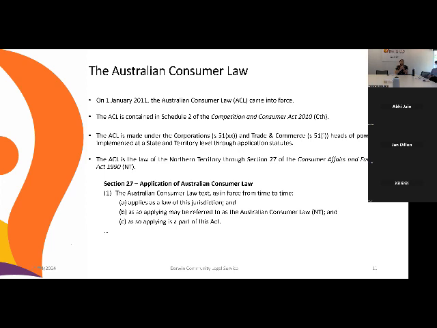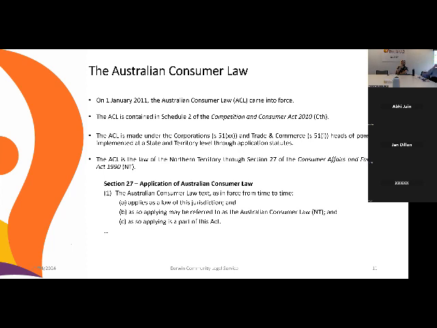As I said before, the federal government is relying on the corporations head of power and the trade and commerce head of power in the Constitution. Then the federal government makes the Australian Consumer Law as the schedule of the Competition and Consumer Act. The states and territories each pass their own acts or amendments to their existing legislation, basically called application statutes.